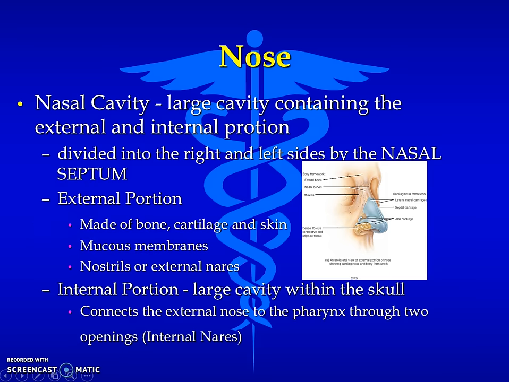It has a mucous membrane. That's what helps keep our nose very moist. And then it consists of the nostrils or our external nares. And then the internal portion is a large cavity within the skull that connects the external nose to the pharynx through the two openings of the external nose.